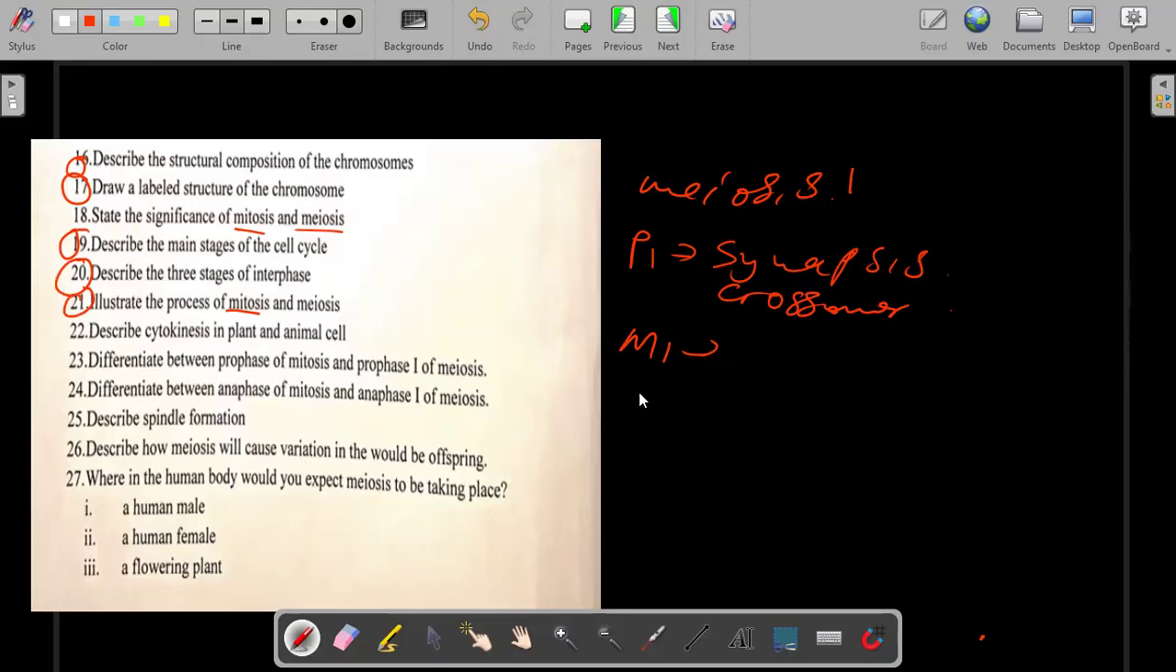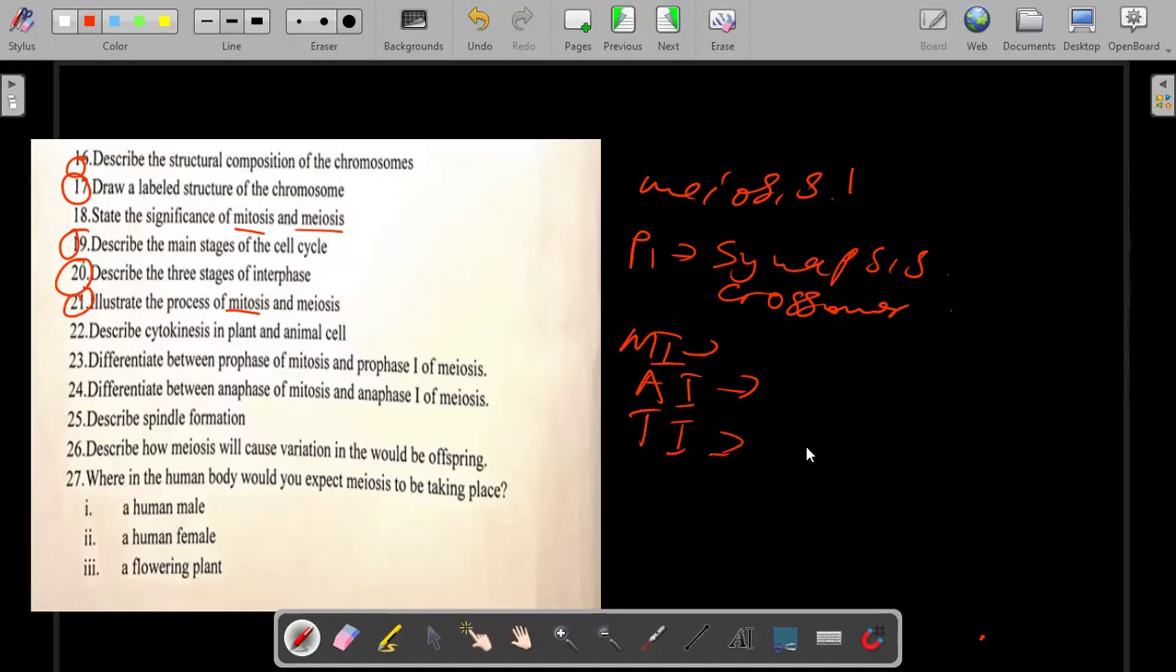Then you're going to have anaphase 1, where homologous chromosomes are going to separate. Then the sister chromatids will remain attached. Then you are going to have the fourth phase, which is telophase 1.